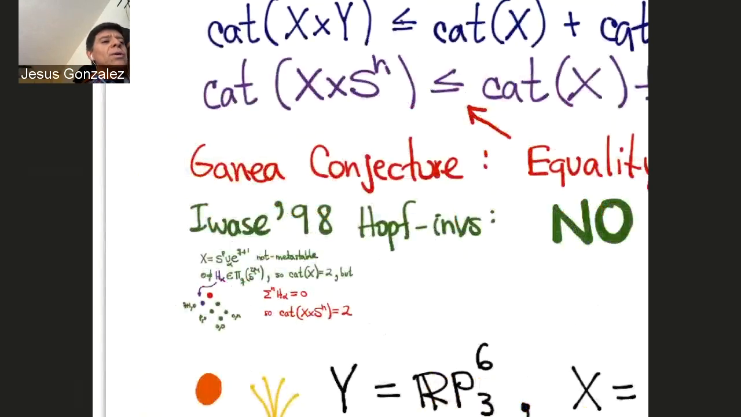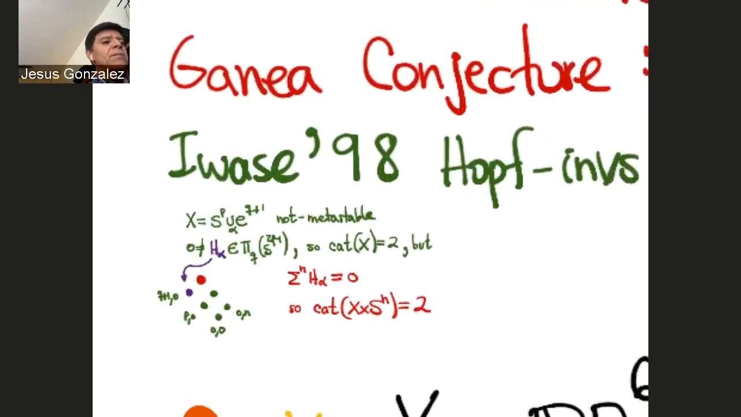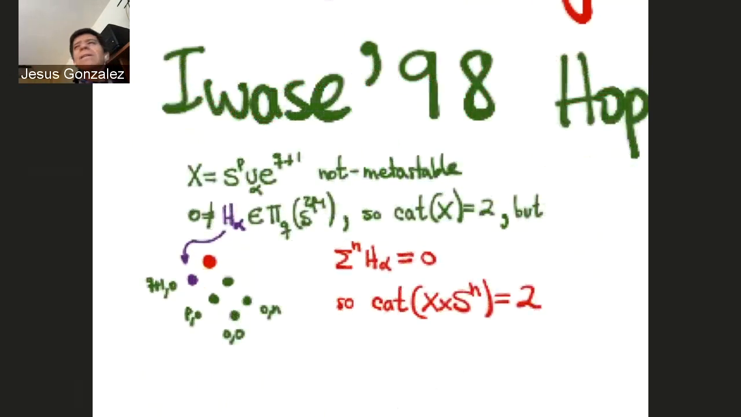And to say a little bit about those examples, let me say what's the main idea, just a very rough main idea of what is behind Iwase's work. Namely, the counterexample of Iwase is this two-cell complex: take a sphere of dimension P and attach a cell of dimension Q plus 1 by a map alpha.